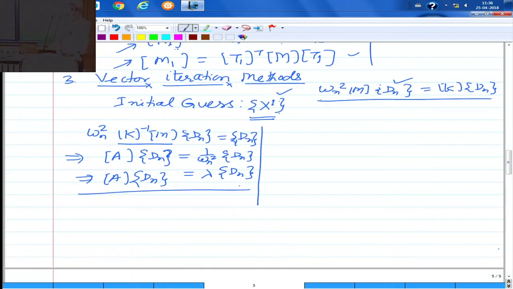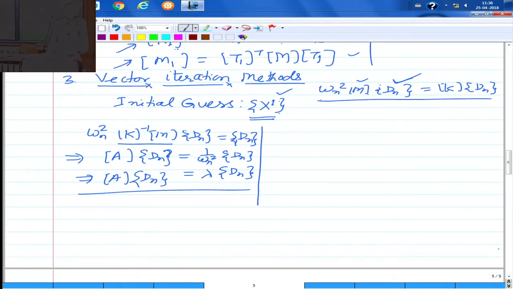So this form of the eigenvalue problem is referred to as the standard eigenvalue problem, and the earlier form is referred to as the generalized eigenvalue problem, wherein on both sides you have matrices like M and K, and if you have a matrix only on one side, then it is referred to as a standard eigenvalue problem. So this is one way. For this, lambda is 1 by omega n square. So if you get lambda, then you have to take the inverse of that and the square root to get finally omega n.